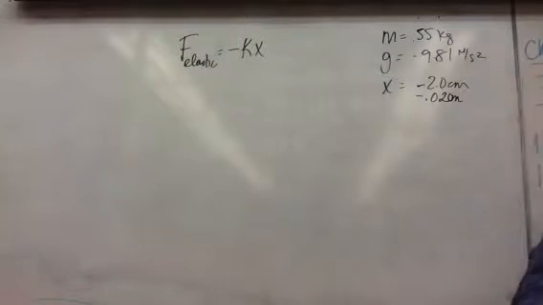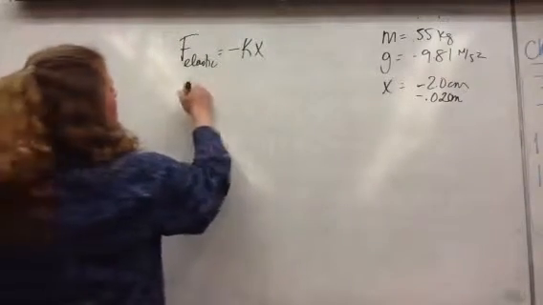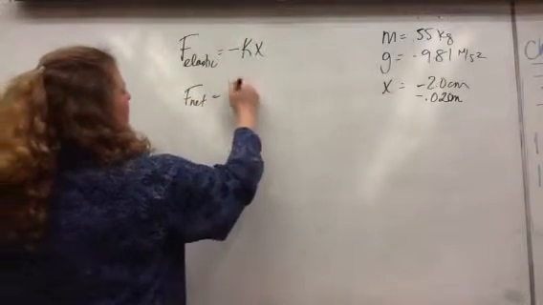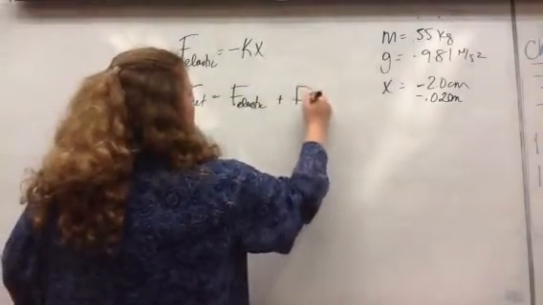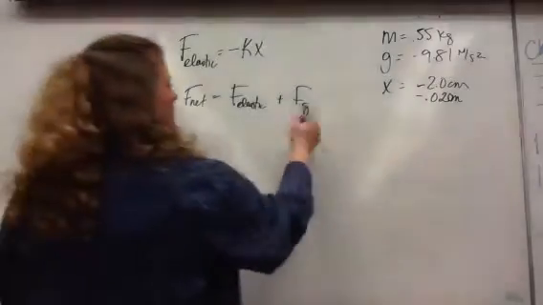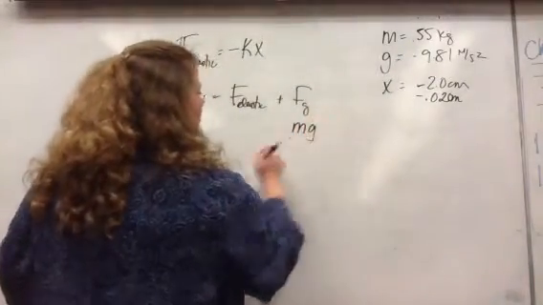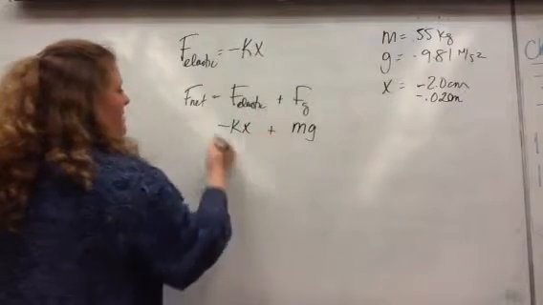Okay, so what we know here is that there are two forces acting on the spring system. There's the elastic force, which is pulling it in what direction? Up. Gravity is pulling it down. So we have a net force of the elastic force plus the force of gravity. And we know that the force of gravity is going to be mass gravity. We know that this is going to be negative kx.